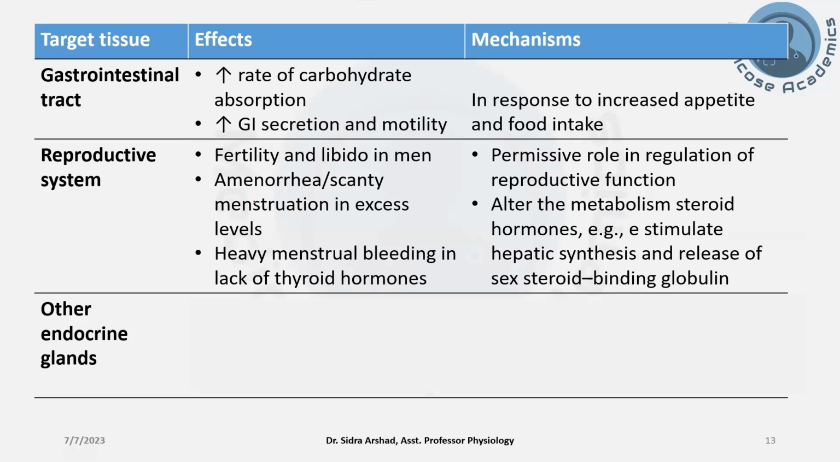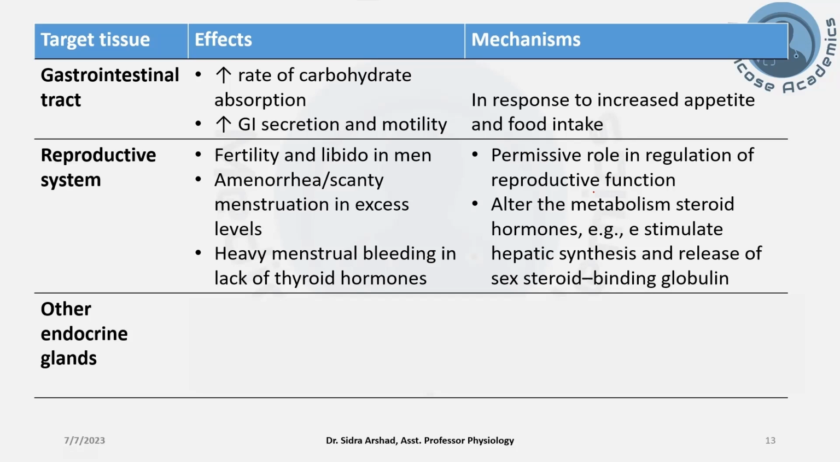Ovulatory cycles are disrupted. So amenorrhea or scanty menstruation may occur, while in females who lack thyroid hormones, who have low levels of thyroid hormones, heavy menstrual bleeding may occur. So the thyroid hormones have a permissive role in regulation of reproductive function.